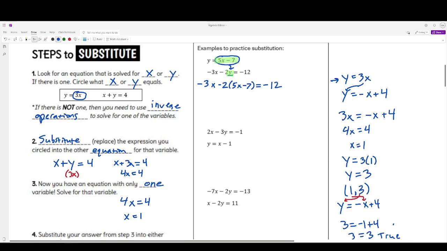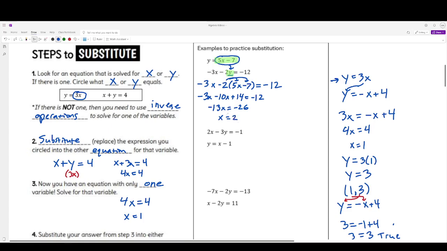Now, since I have negative 2 times a binomial, which is 2 terms, I need to distribute like that, and I get negative 3x. The negative 2 times 5x gives me negative 10x. The negative 2 times negative 7 makes plus 14 equals negative 12. Now I have some like terms to collect on the left side. My two x terms have a total of negative 13x. I'm going to subtract 14 from both sides to get negative 26 on the right side. Then I'm going to divide by negative 13 to get x is equal to 2.